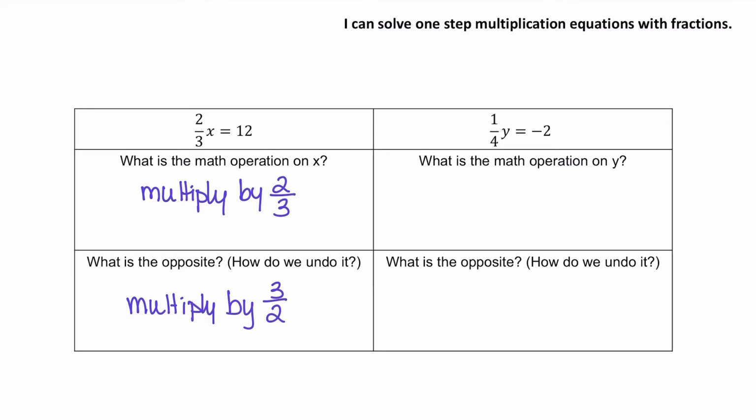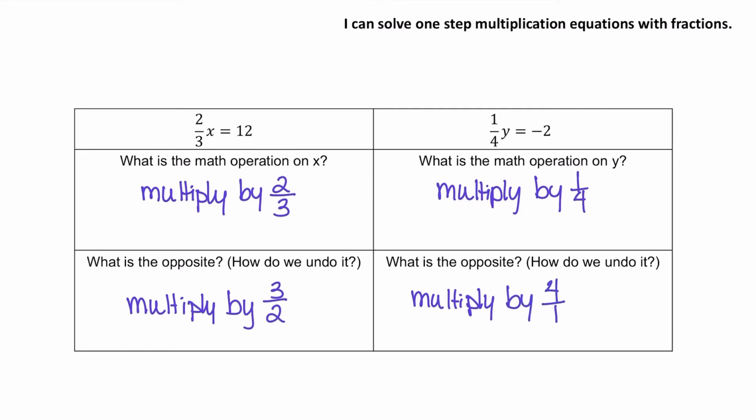So what is the math operation on y in 1 over 4y equals -2? Well, it's being multiplied by 1/4. So the opposite would be to multiply by the reciprocal, which is 4 over 1, which is also the same thing as the whole number 4.